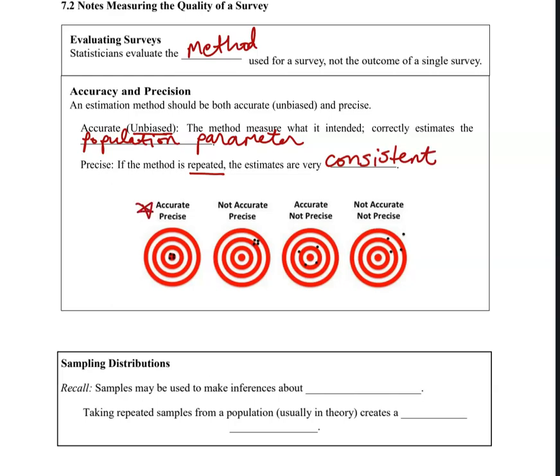Here's a little graphic to drive home this point. This is what we want, accurate and precise. It's at the bullseye, and the little dots around it are very close to each other. There's not a lot of variation. Here's one that's not accurate, but it's still precise because the dots are close together. Here's one that's accurate, fairly close to the target, but notice it's not precise because the dots are all over the place. And here's this one that's not accurate or precise.